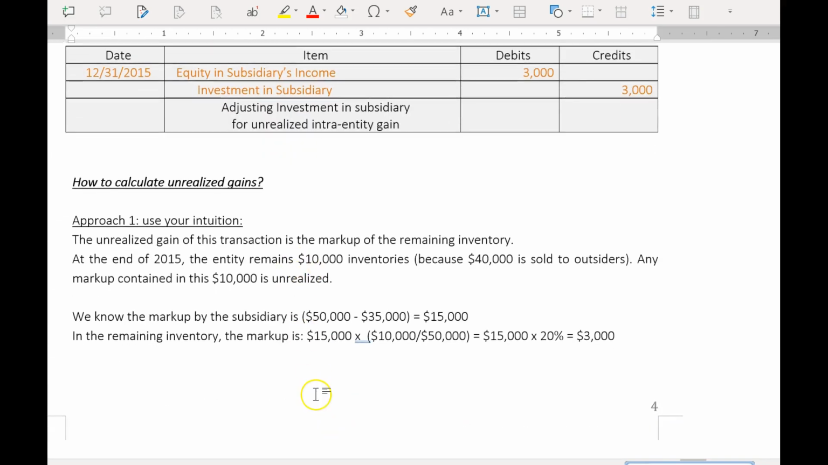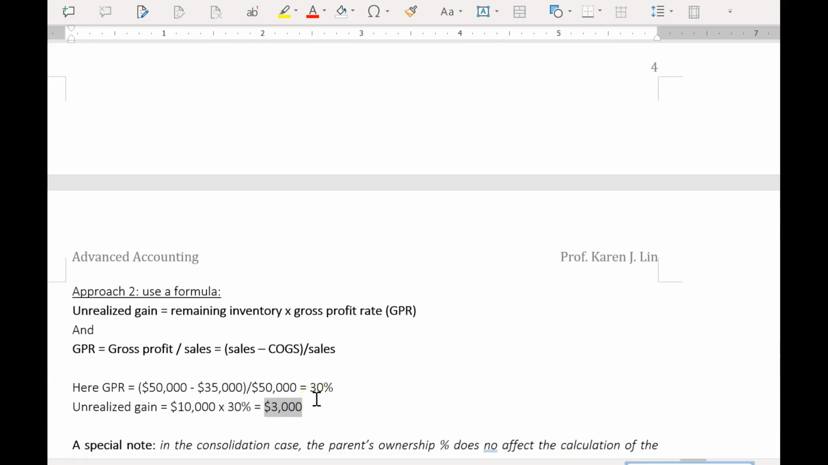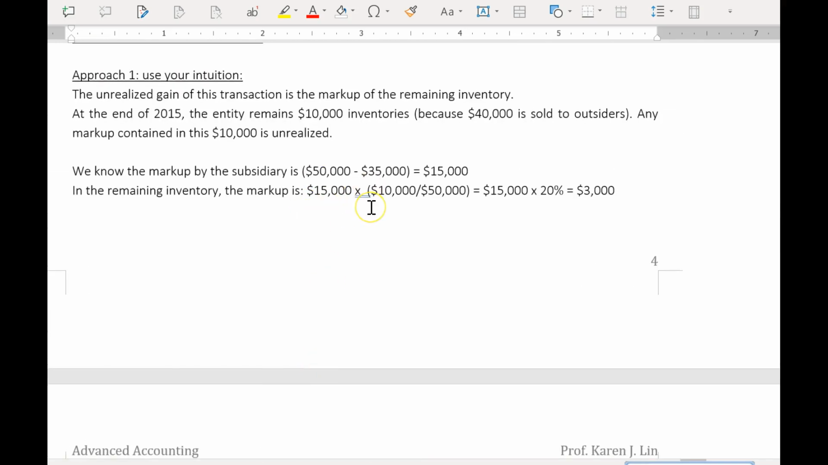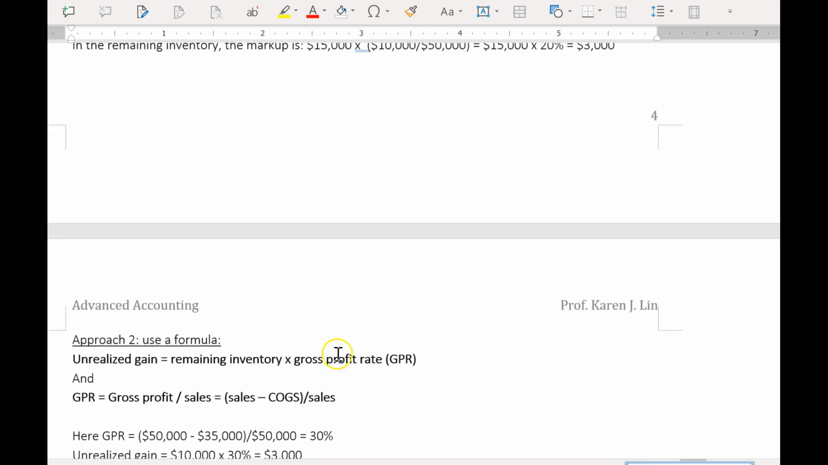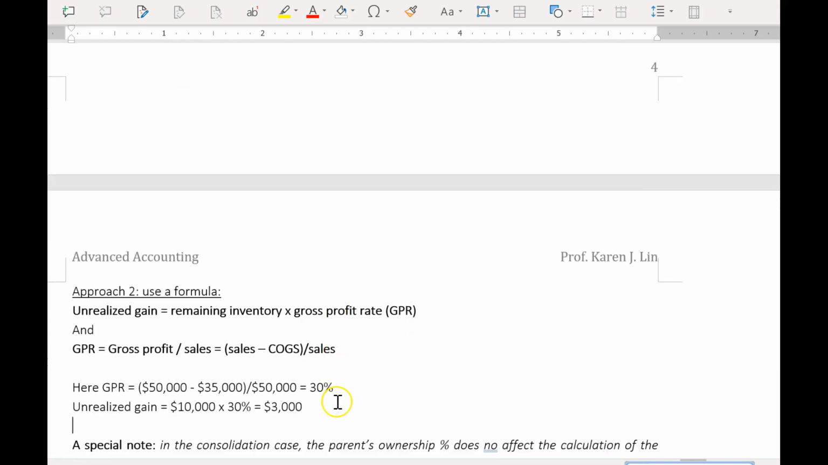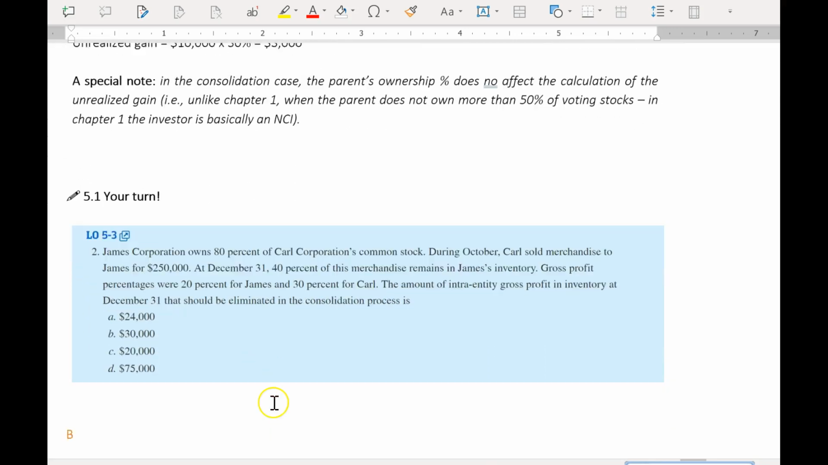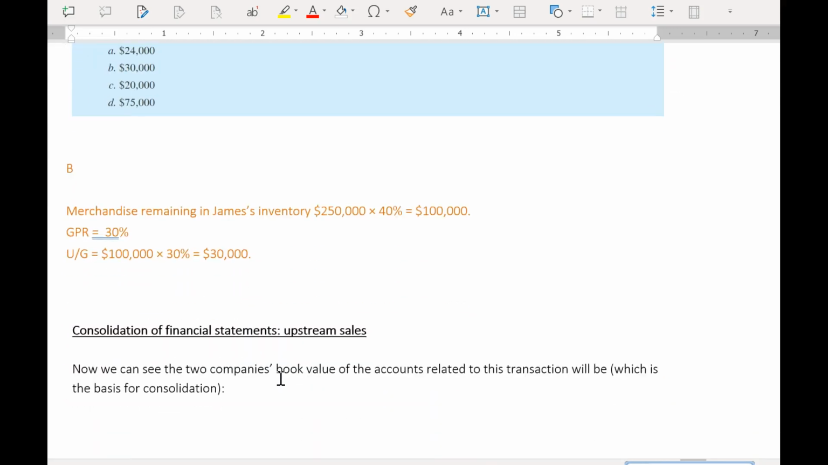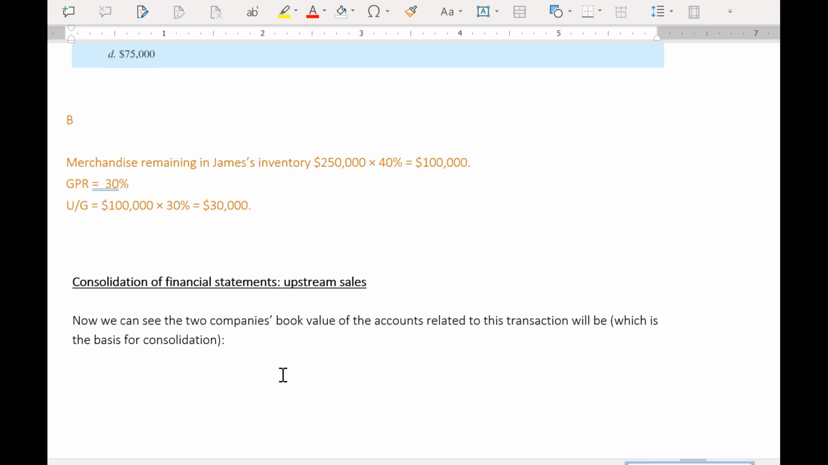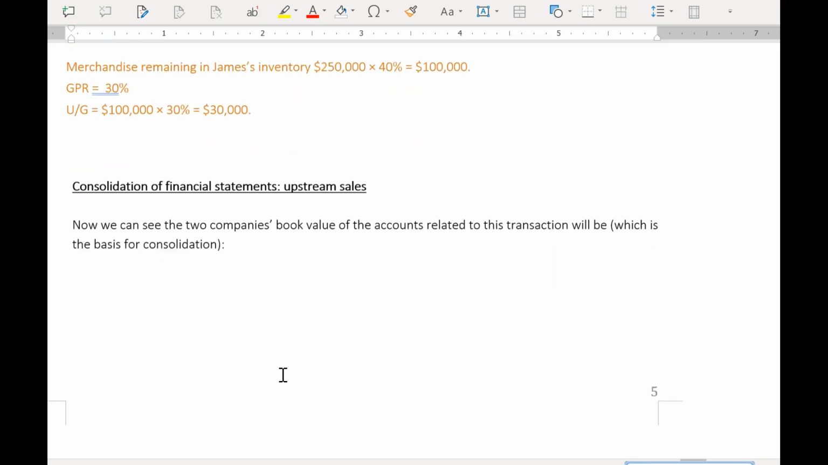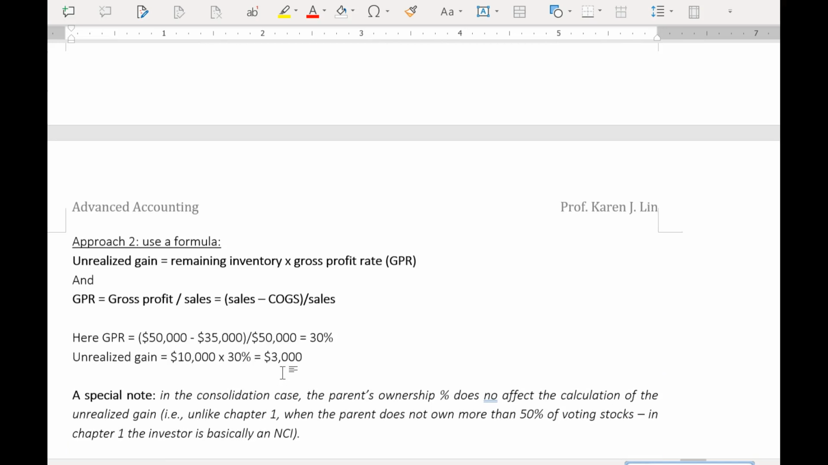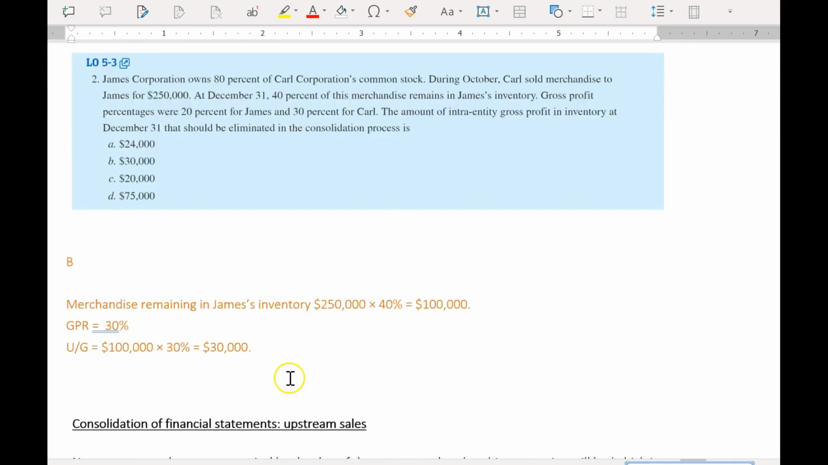Now, again, these two are alternative methods. I personally like the first one because it's more intuitive. But sometimes if you're given GPR already, you should use the remaining inventory multiplied by the GPR, which would be easier. Okay, so that is the idea of the bookkeeping of the two parties' transactions.